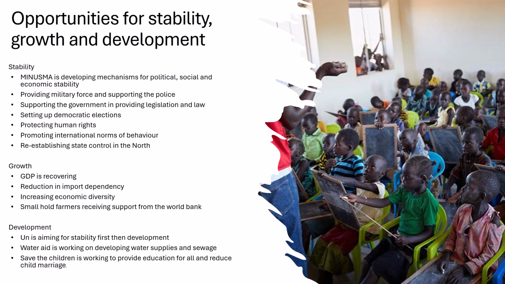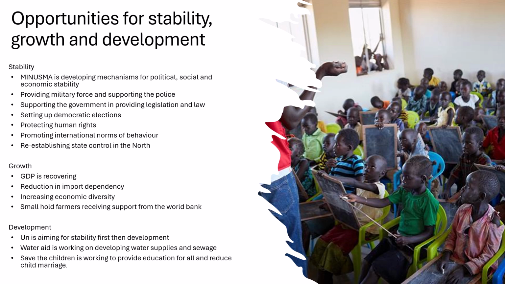So what opportunities are there in terms of stability, growth and development? Well, MINUSMA has been providing political, social and economic stability throughout Mali. They've been providing military force, they've been supporting the local police. They've been helping the government to provide legislation to impart the law. They've been trying to set up democratic elections, trying to protect human rights, particularly those of children and women, trying to promote international norms and behaviours, and trying to really re-establish control in the north and access to the north and the infrastructure there, providing stability.